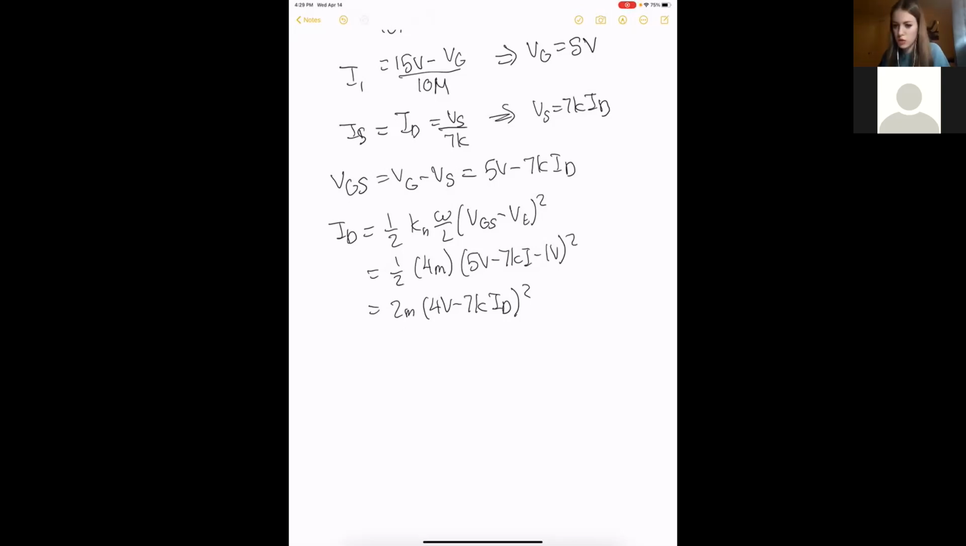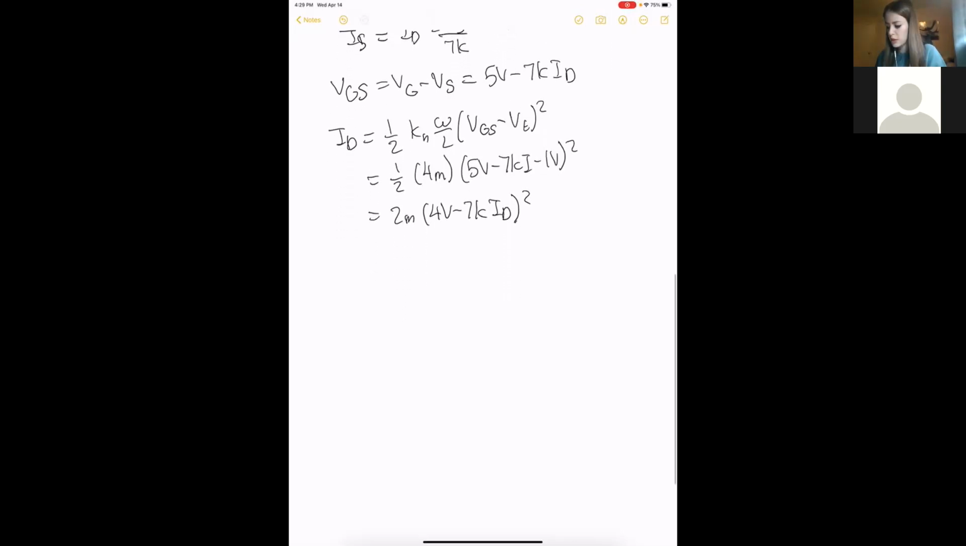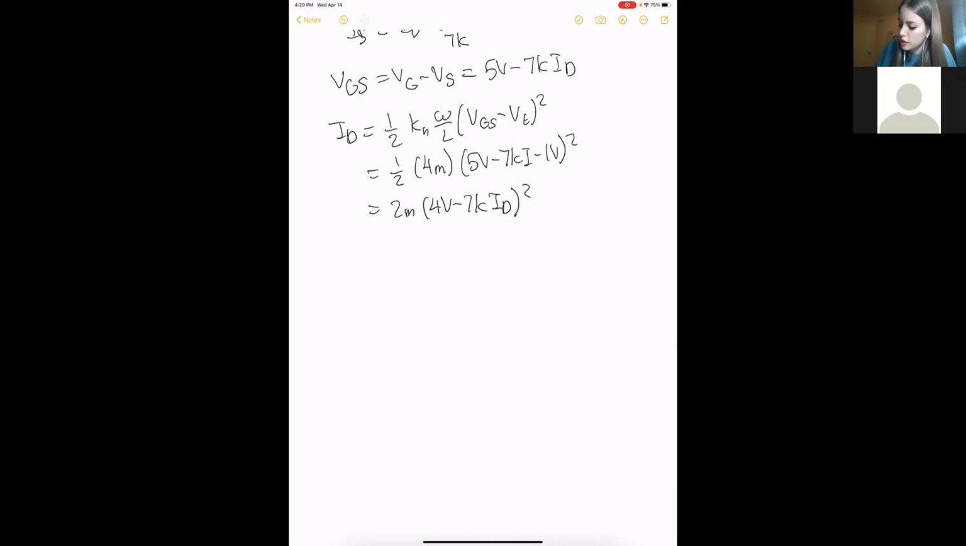I won't show all of these calculations, but basically you're going to do this square, then you have to remember that you have an ID everywhere here. To find what ID is, it's going to open up to be a quadratic function. You're going to want to move that ID over. So actually I can write that out just so it's a little clearer. So we can have ID is equal to this.